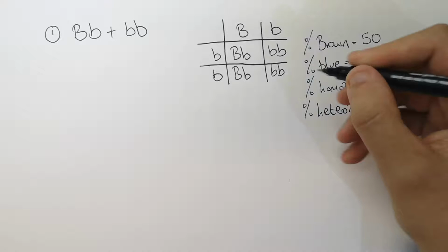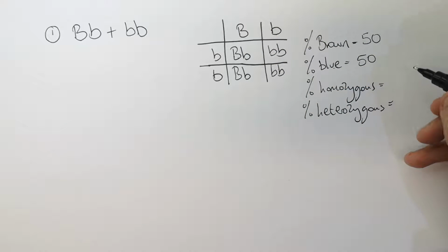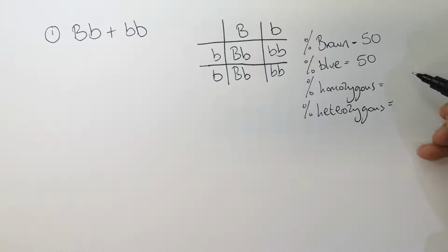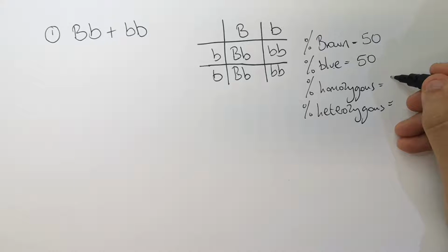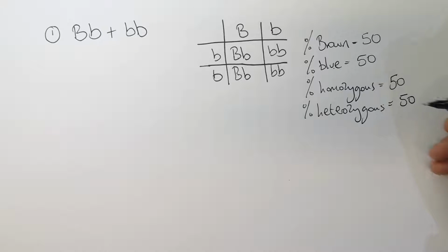So now homozygous, where the alleles are the same. So homozygous is not big B, little b, it is little b, little b. So the homozygous chance is going to be 50%. So that means there's going to be a 50% chance for the heterozygous big B, little b alleles to be inherited.